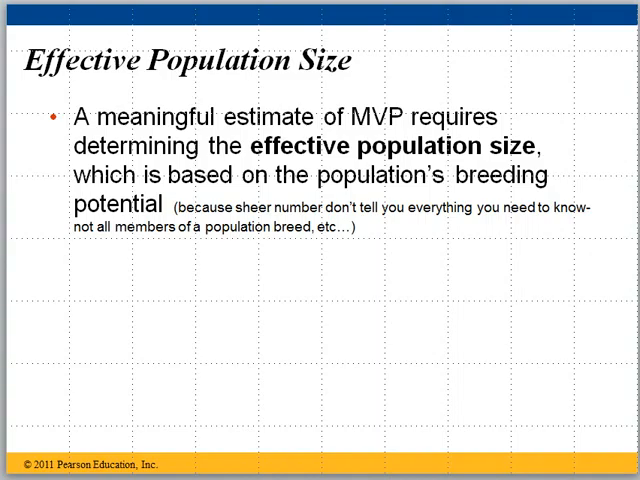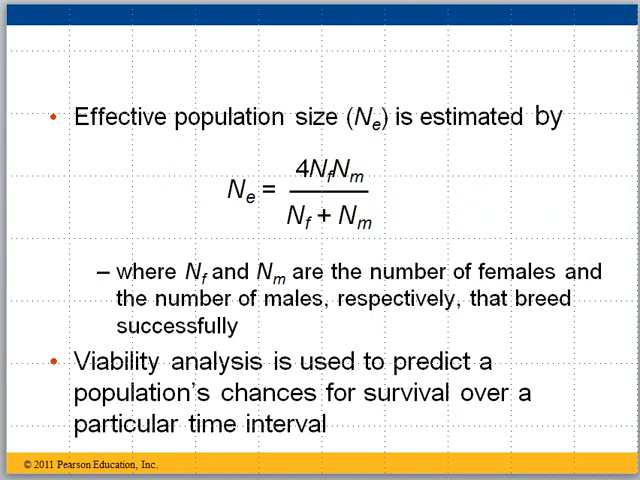I'm not going to make you memorize this formula, but there is a mathematical formula for determining effective population size, and it is a combination of the number of males and females that breed successfully. So if you know the number of males and females that successfully breed in the population, you get the effective population size, and that's a subset under the minimum viable population. Viability analysis is used to predict a population's chances for survival over a particular time interval. So the higher this number, the greater the chance of survival. The lower this number, obviously, the less chance of survival, the greater chance of extinction.